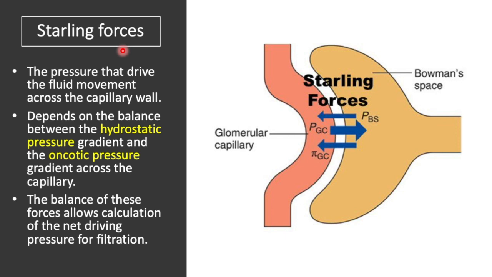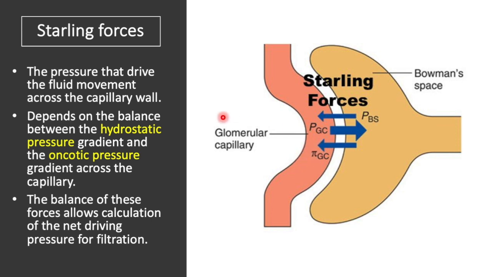However, when applying these pressures to glomerular capillaries, there is one small modification. The oncotic pressure of Bowman's space, which is analogous to interstitial fluid, is considered to be 0 because filtration of protein is negligible. Remember that protein is not filtered. So, the oncotic pressure of Bowman's space is considered to be 0. PGC is the hydrostatic pressure in the glomerular capillary. PBS is the hydrostatic pressure in Bowman's space, and πGC is the oncotic pressure in the glomerular capillary.